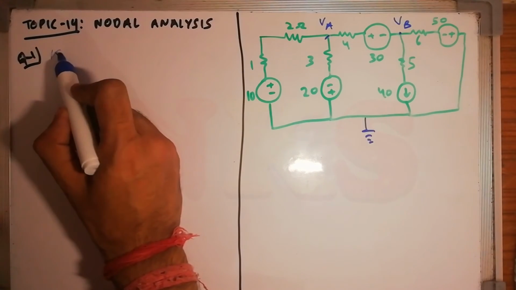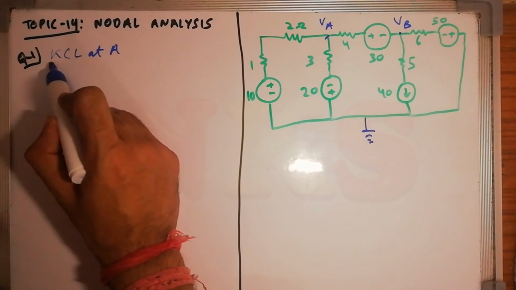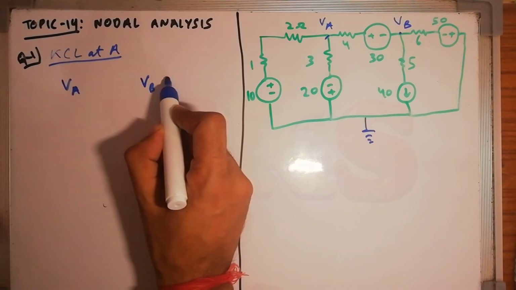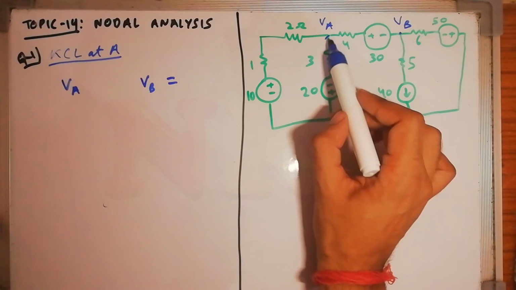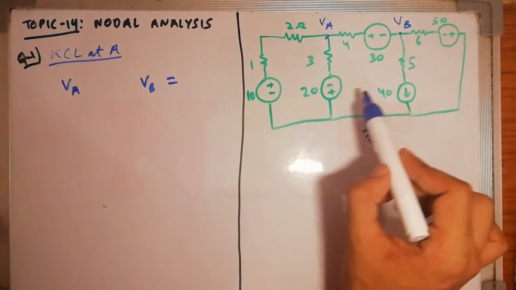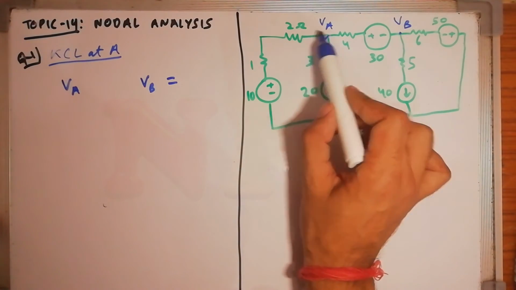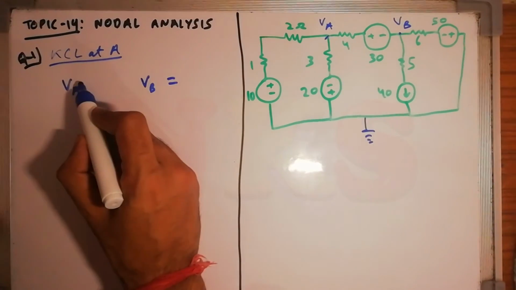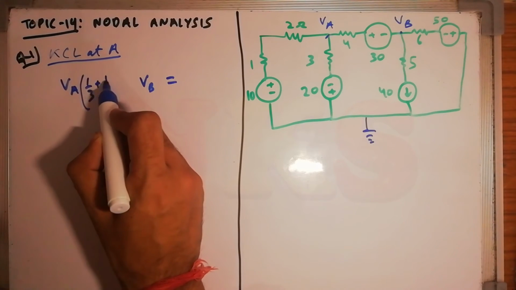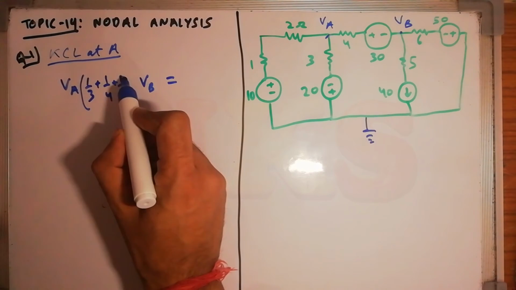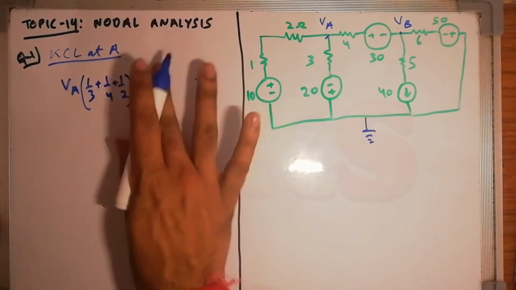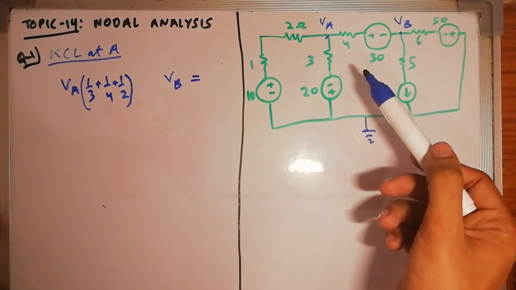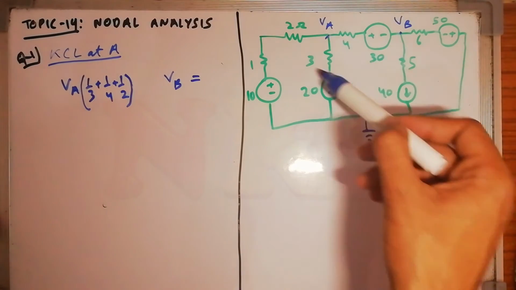So we will write KCL at A using shortcut. So first write VA like this, then write VB like this, then write equal to. Okay, now see all the elements except the sources connected to this node. So the element 2 plus 1, 3 ohm is connected here, 3 ohm is connected here, 4 ohm is connected here. So just simple write 1 by 3 plus 1 by 4 plus 1 by 2. Okay, and then see, these are the self elements, that is the elements that are connected to the node.